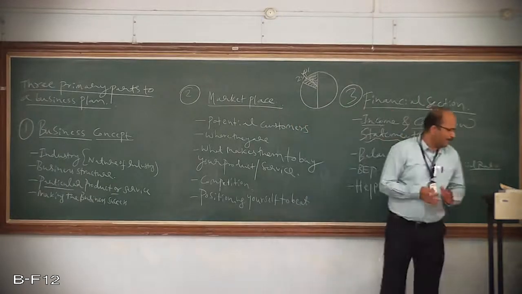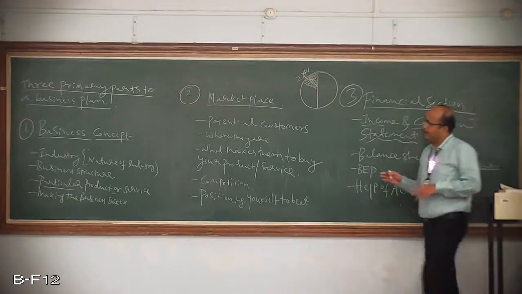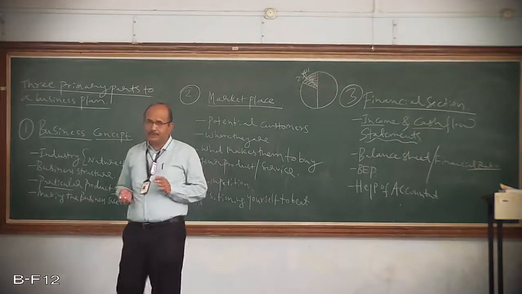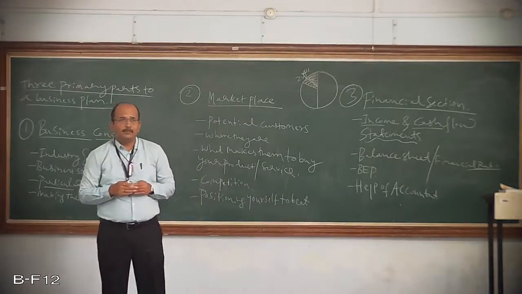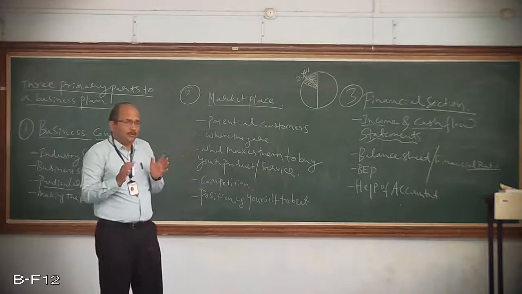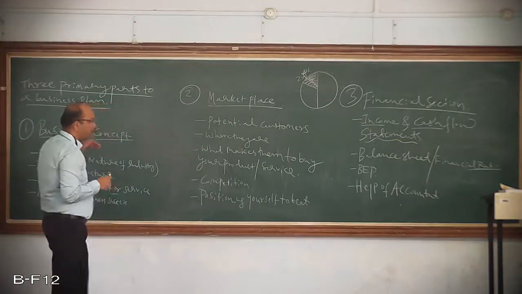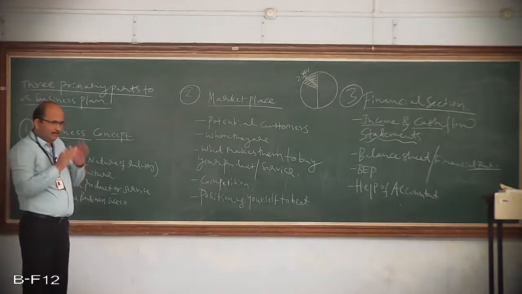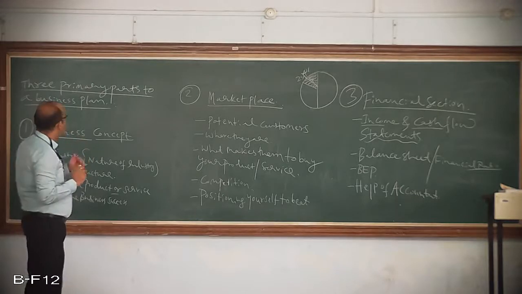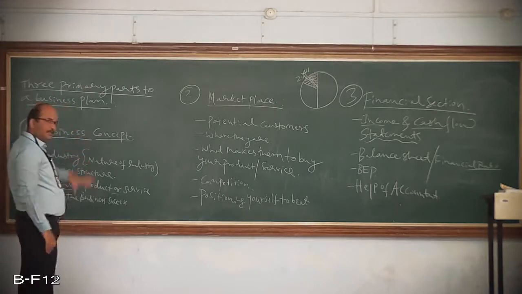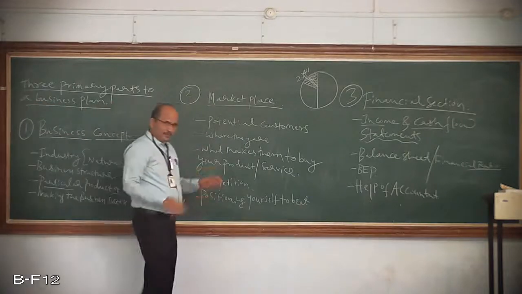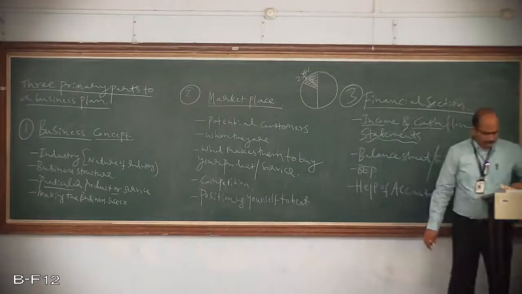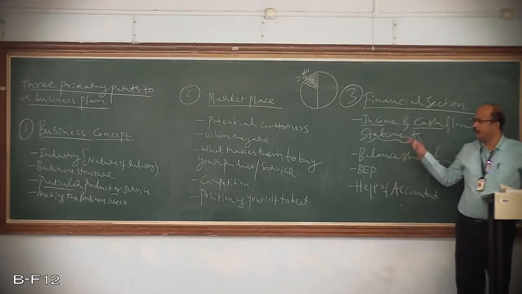So any business plan will have three primary parts. Even though the business plan is written in a number of steps, we will see the anatomy of the business plan. Any business plan will have three parts: the first part is the concept of the business, the second part is the marketplace, and the third part is the financial section. So all these three things should be included.